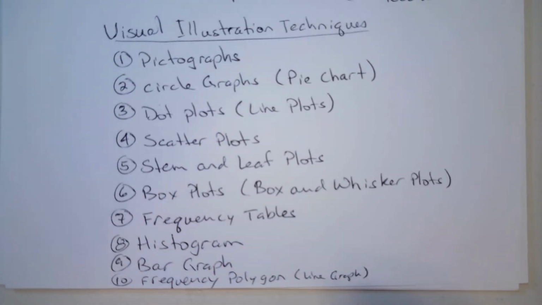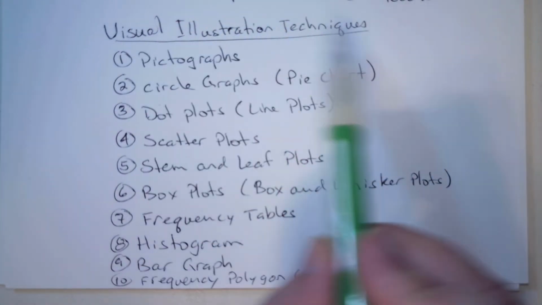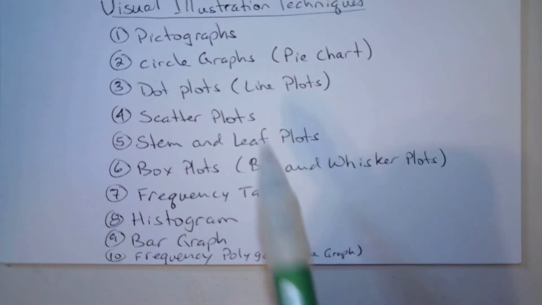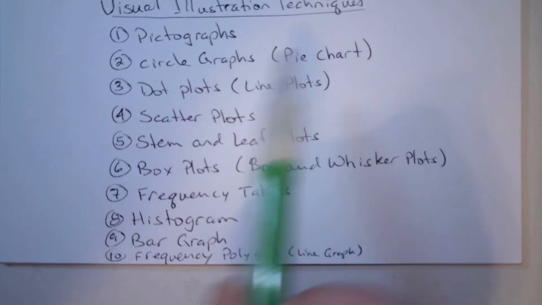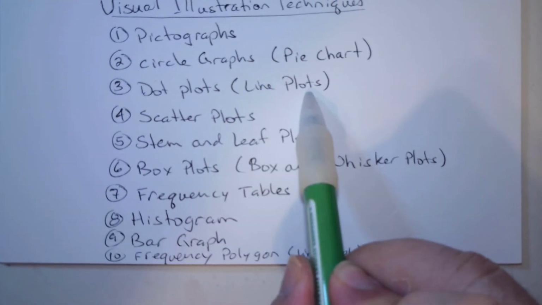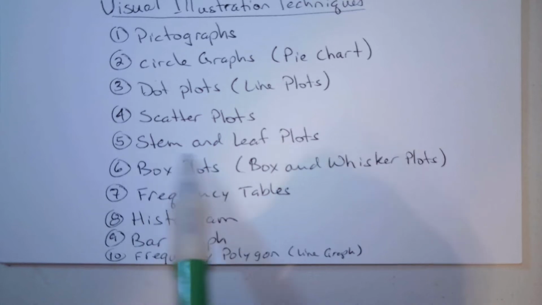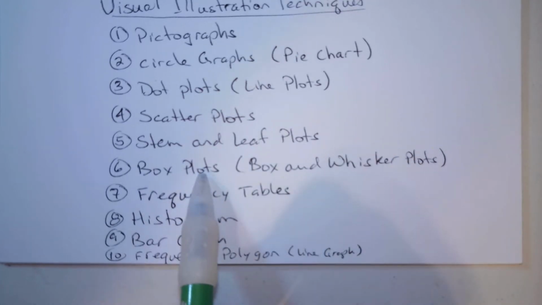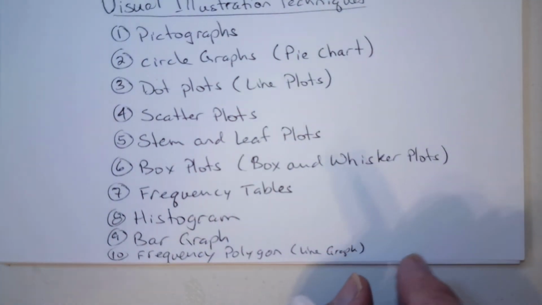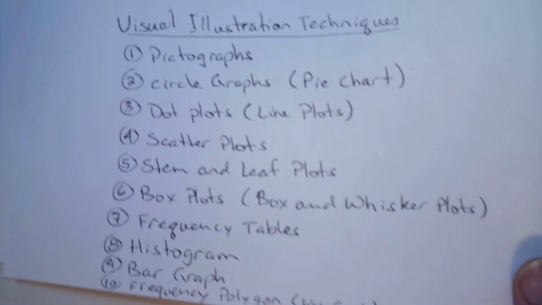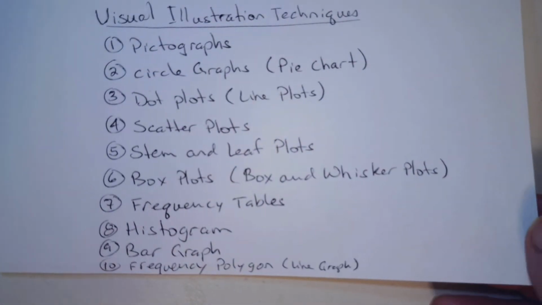Now, the reason it's Part 1 and Part 2, because here we have different types of visual illustration techniques we're going to be discussing in this chapter. Pictographs, circle graphs, also called pie charts, dot plots, also called line plots, scatter plots, stem and leaf plots, box plots, also called box and whisker plots. We're going to look at frequency tables, histograms, bar graphs, and frequency polygons, which are line graphs. All right. So those are all the ones we're going to talk about, and we're going to learn how to do those as well.